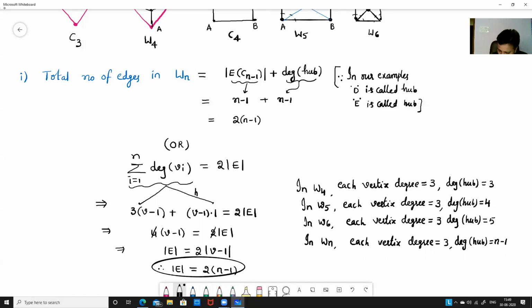Therefore, whenever they are talking about the sum of degrees of all vertices, this is for what purpose? It is for the hub, and the rest is for the remaining vertices. Clear? There is only one hub which has degree V minus 1. The number of vertices is equal to n. Right? So that is the definition of a wheel graph. Is it clear, everybody?